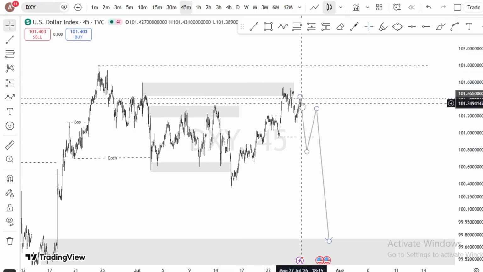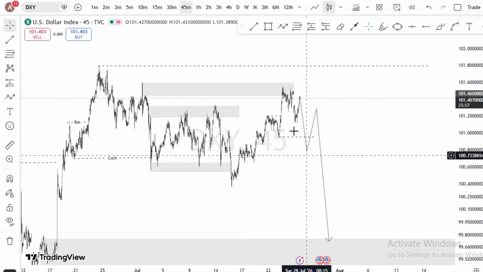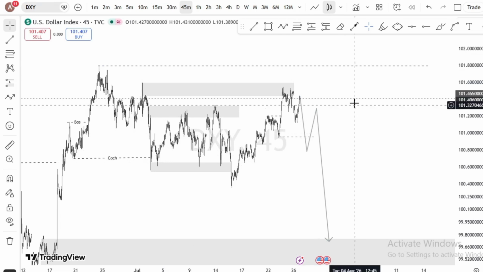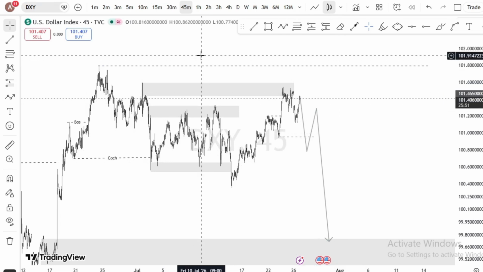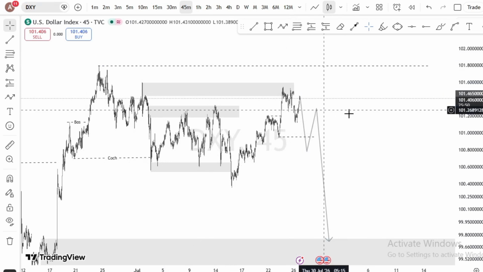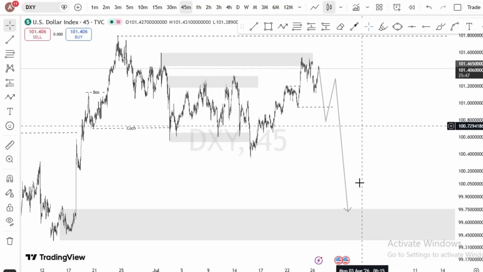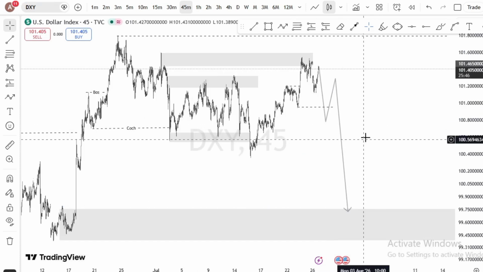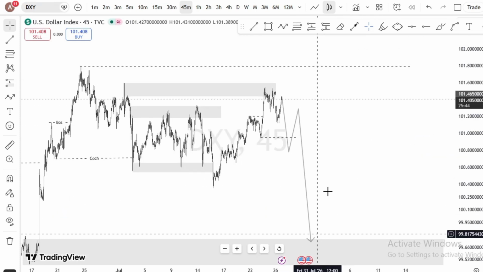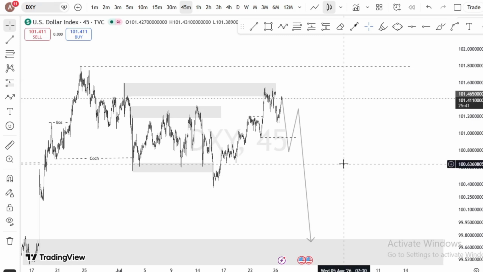But if we have a shift in the market structure, we have a change of character right here. Okay, which means we are going to be buying Euro USD and GBP USD this week until DXY comes into this daily time frame discount zone. So that's what I have for us on the dollar index.